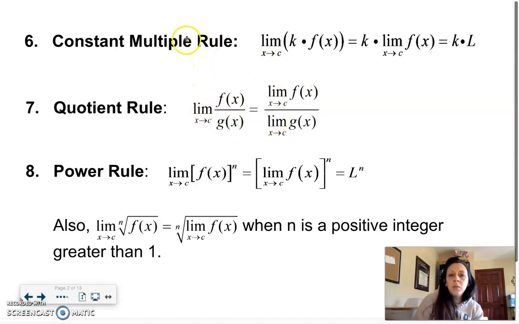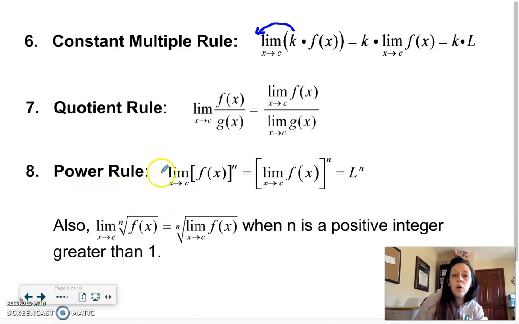Your constant multiple rule, that is, let's say I have some kind of function here and it's being multiplied by a number. You can take the number all the way out of the limit, the whole number, not the equation. And you can take the limit of the equation and then just multiply by the number at the end. Okay, I'll show you plenty of examples like that as well.